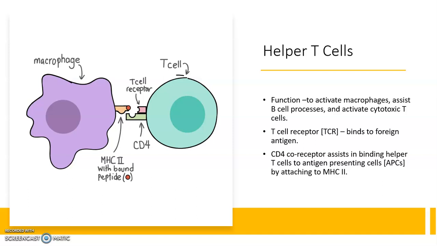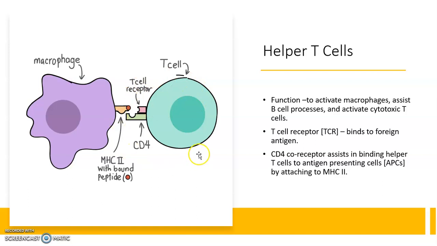So with helper T cells, they have specific regions that you need to know. If we look at this helper T cell here, it is going to have something called a TCR, or a T cell receptor. This TCR is what is going to bind to foreign antigen. So the TCR is what is going to bind to the foreign marker that would be present on something like a bacteria or a virus. So it is what actually binds to antigen.